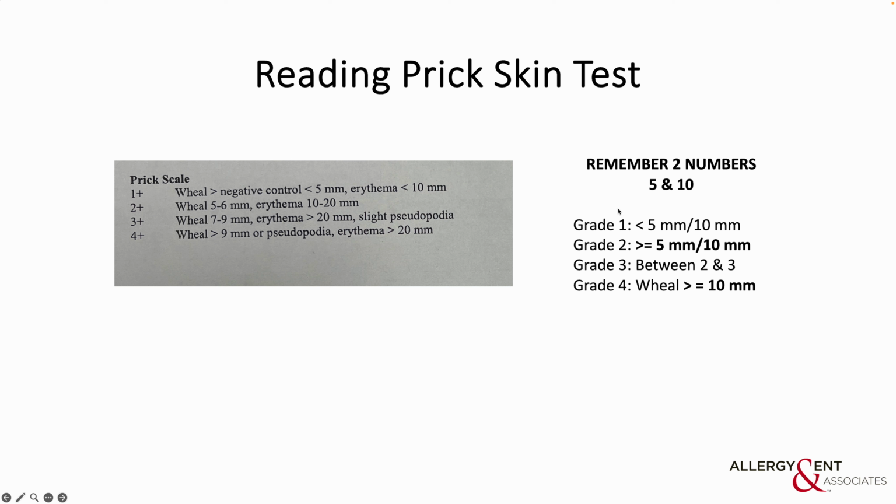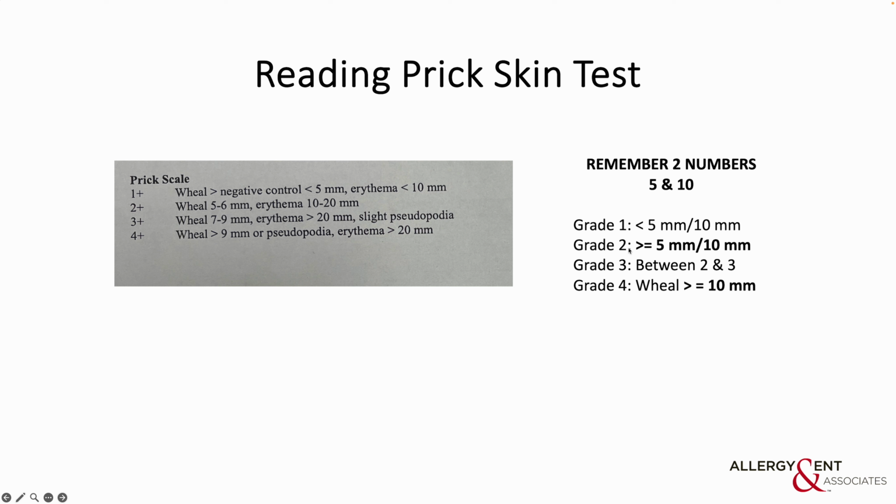They didn't put 0 here, but basically 0 is nothing. So grade 0 and 1 are considered negative. 2 and above are considered positive. So it's very important for you to differentiate between a 1 and a 2, because that's how you define a negative and a positive test. So 1, 3, and 4 are no-brainers. You will see it's easy. But what makes a 2?